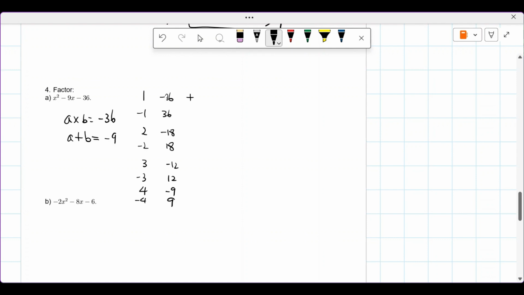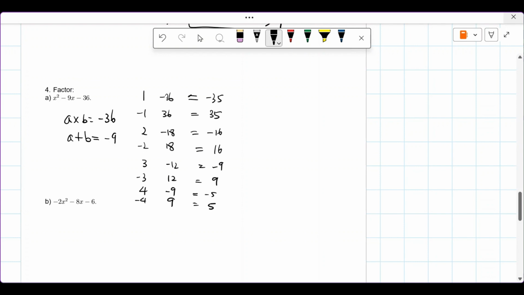This is going to be equal to negative 35. This one's going to be positive 35. This is negative 16. This is a positive 16. This is negative 9. This is positive 9. This is negative 5. This is positive 5.